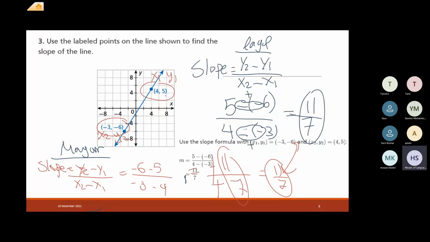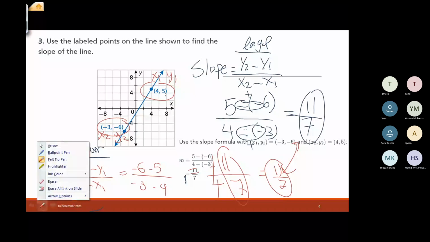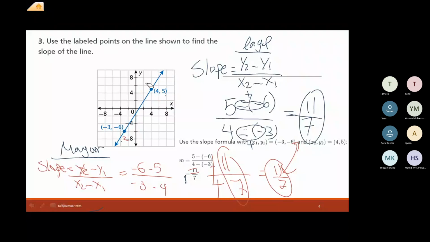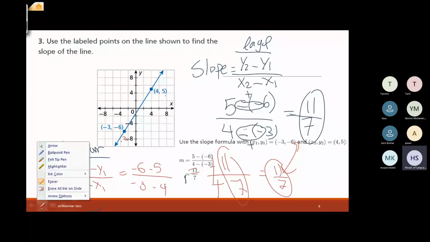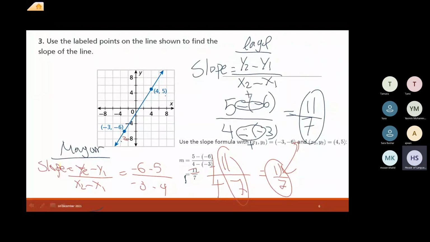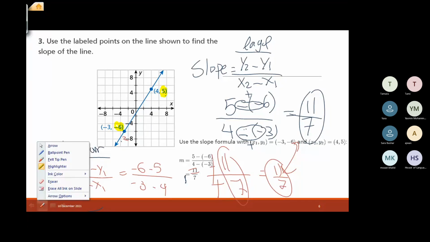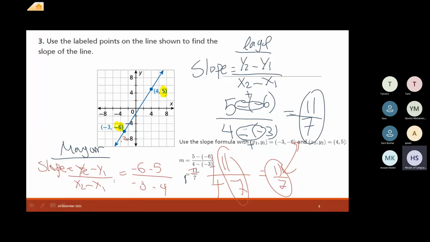Where is y2? This is y2. Just a minute. Here is y2. Where did we say y2? Here is y2, and here is y1. So negative 6 minus 5 over x2 minus x1. Got it now?